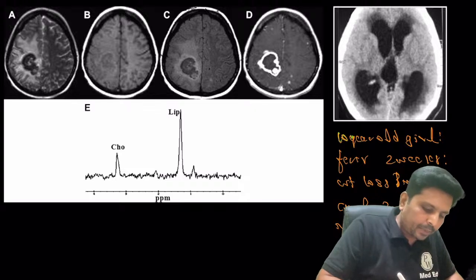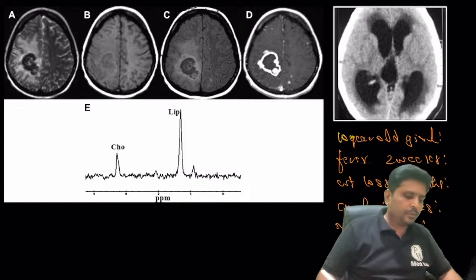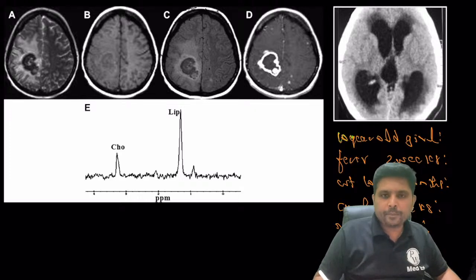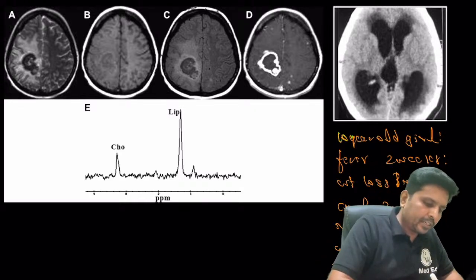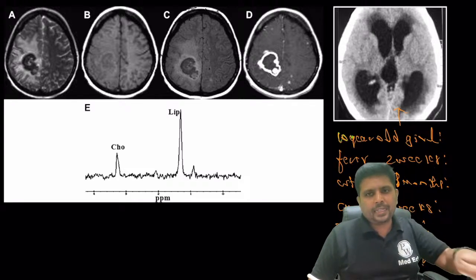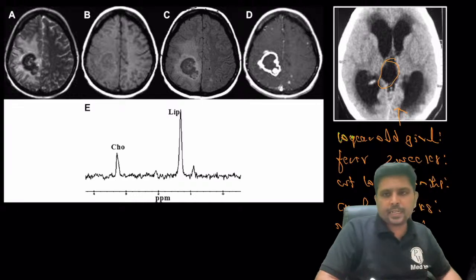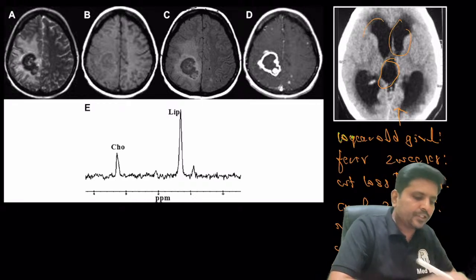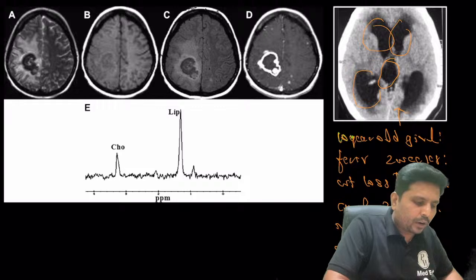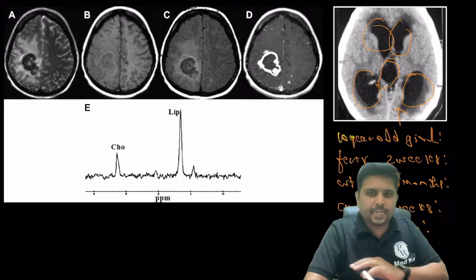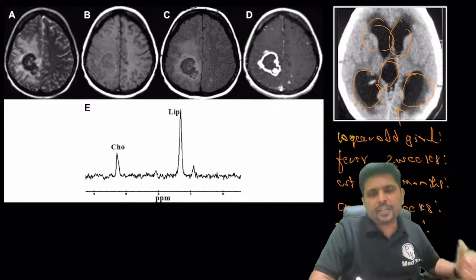The child is having, let me say, weakness of right upper limb and lower limb. So what is the diagnosis? You tell me. Look at this. The CT reveals this. Your third ventricle is dilated. Your lateral ventricle is dilated. Your temporal arm of the lateral ventricle is dilated. And what is this condition?